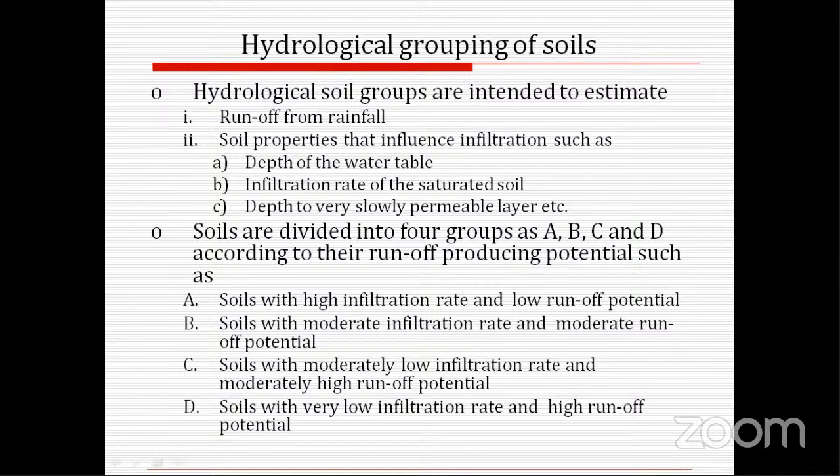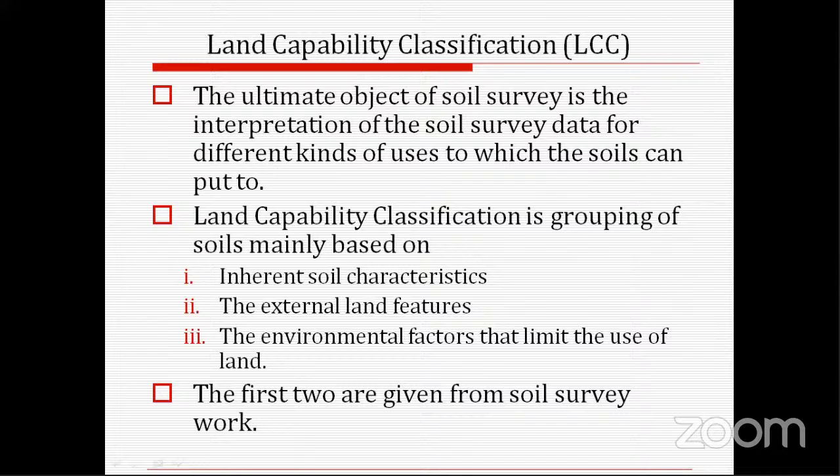This is very important for the examination. Not only this, the previous classification is also very important for examination purposes. This is hydrological grouping. Coming to the details of the land capability classification, we have discussed many things. We will see the inherent soil characters, external landforms, and external environmental factors. Based on these characteristics only, we will see the land capability classification.